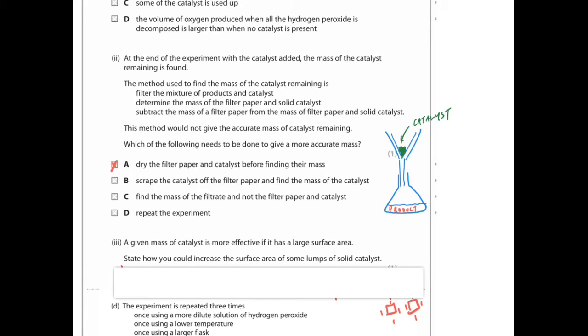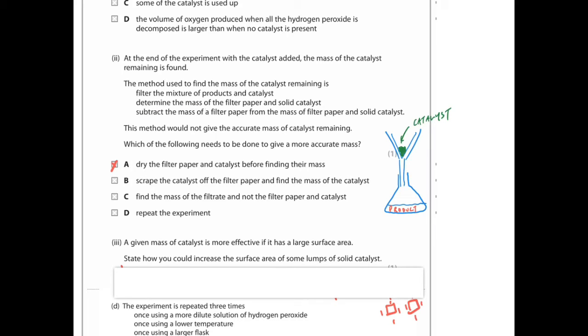So questions like these are quite challenging because there's a lot of information which your brain has to process and work through and, in a sense, imagine. So let's just work through it one by one. Filter the mixture of product and catalyst. So you can imagine you've got the product and catalyst here, you've got that liquid and the catalyst in there, and by filtering it, you separate the liquid product from the catalyst. So now you've just got the catalyst in the filter paper.